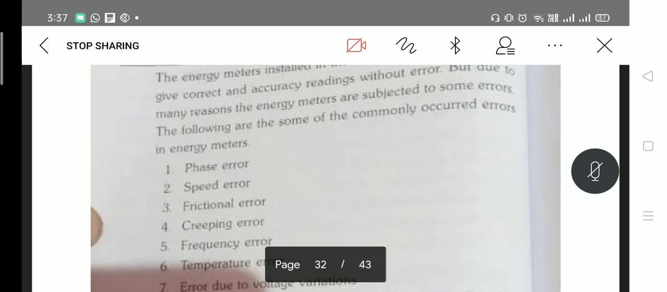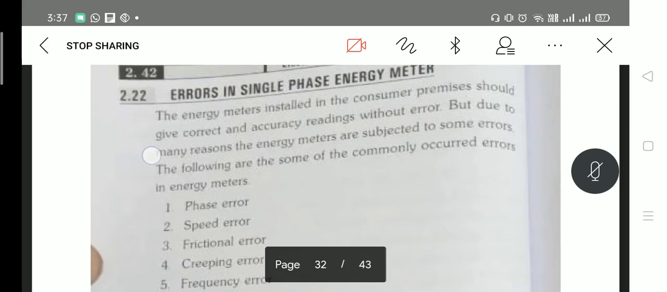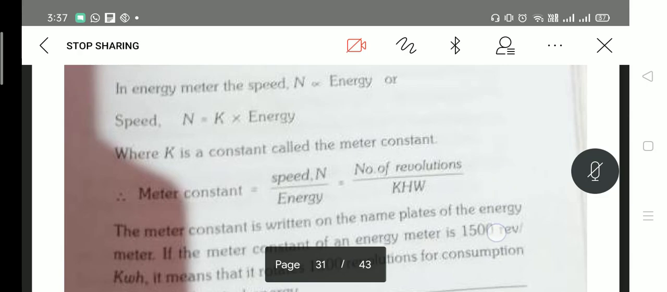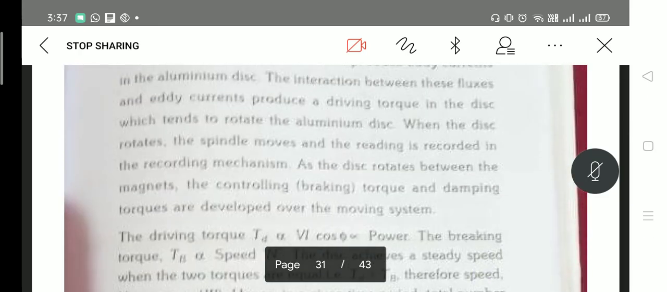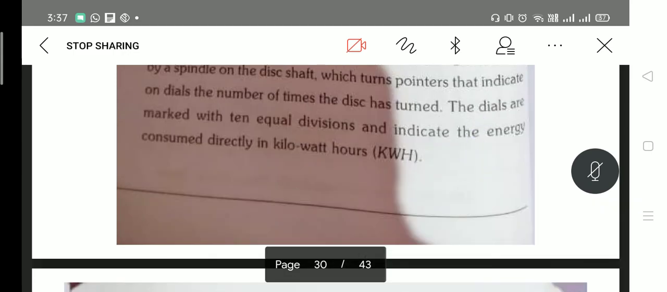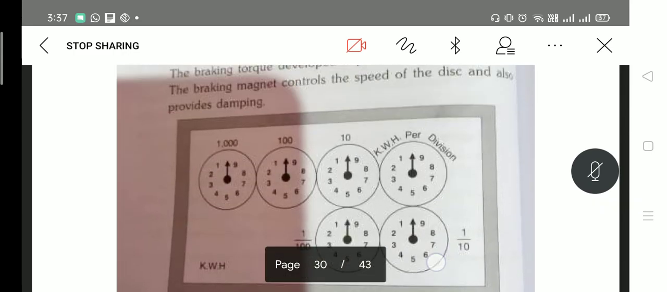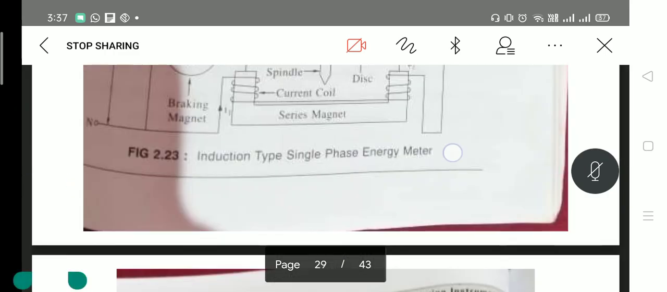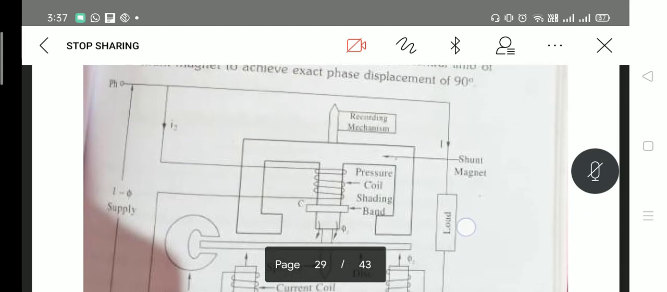From here, any doubts, ask me. In this single phase energy meter or single phase watt meter, have any doubts? Anyone tell me. Is single phase energy meter clear?